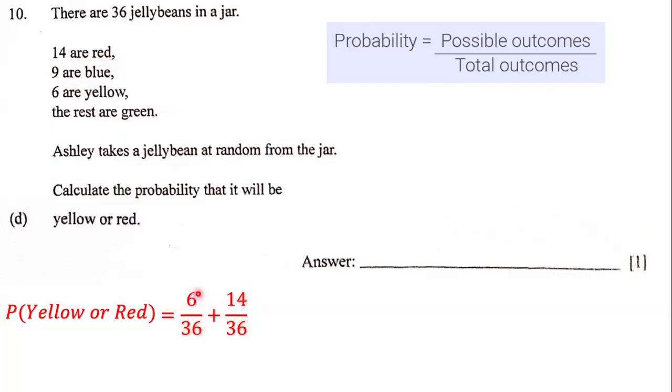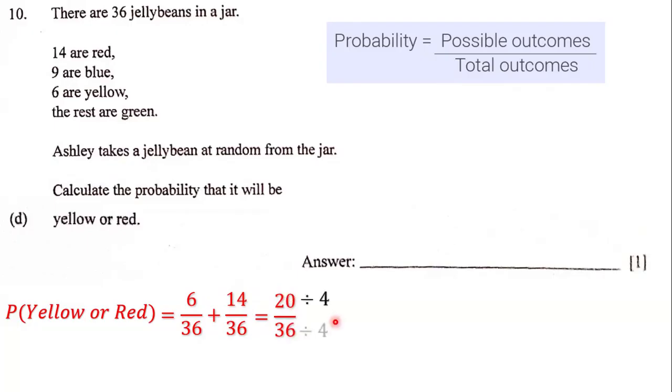So the probability of getting a yellow jelly bean is 6 over 36 because there are 6 yellow jelly beans and 36 jelly beans in total. And the probability of getting a red jelly bean is 14 over 36 because there are 14 red jelly beans and 36 jelly beans in total. Now, when we add the two, we get 6 plus 14, which is 20. And so we have 20 over 36.